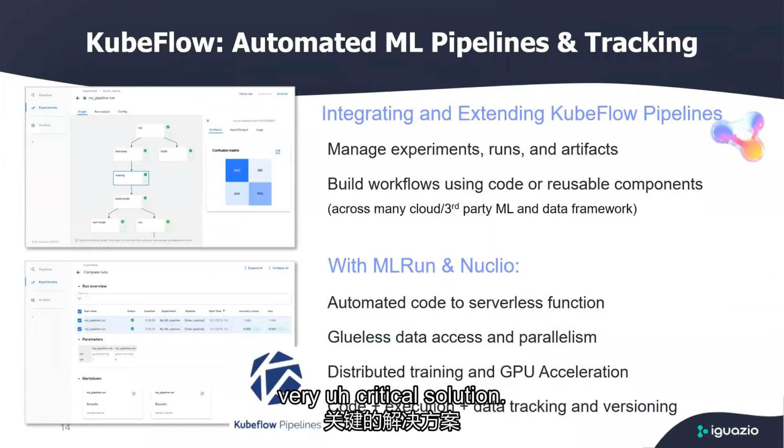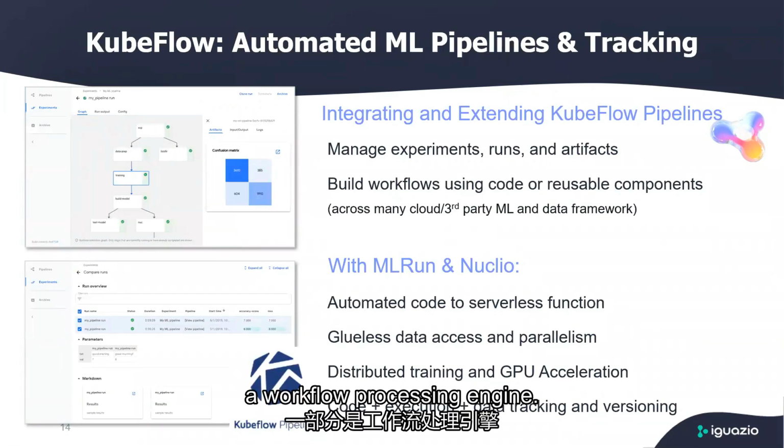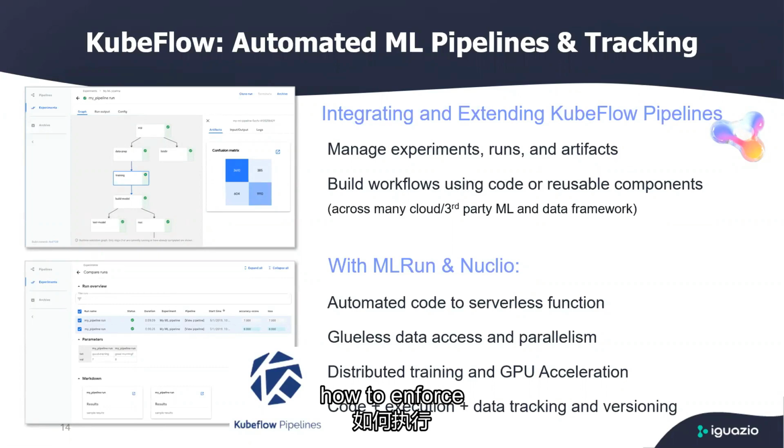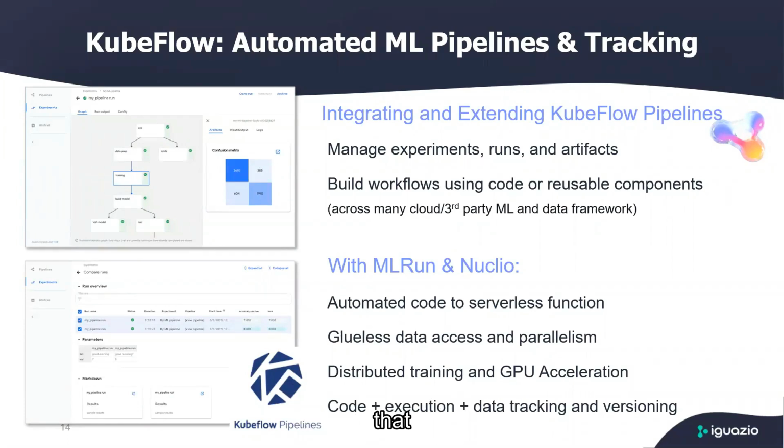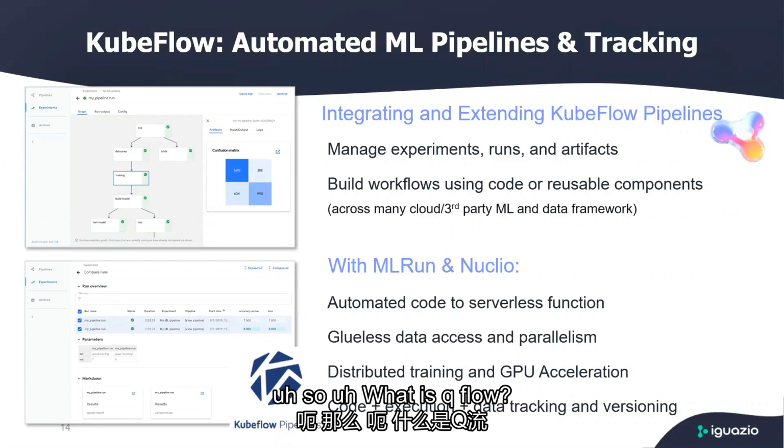The other very critical part in the solution is a workflow processing engine. So this is where Argo comes in. It's an engine on top of Kubernetes that knows how to enforce a state machine. And there is a project called Kubeflow and Kubeflow Pipeline that essentially builds a machine learning pipeline on top of this Argo. What is Kubeflow?